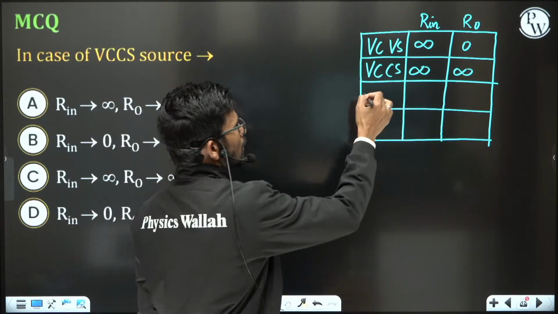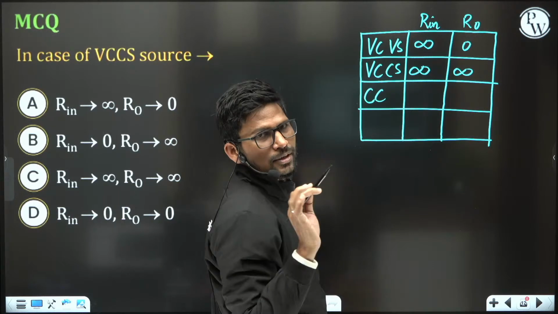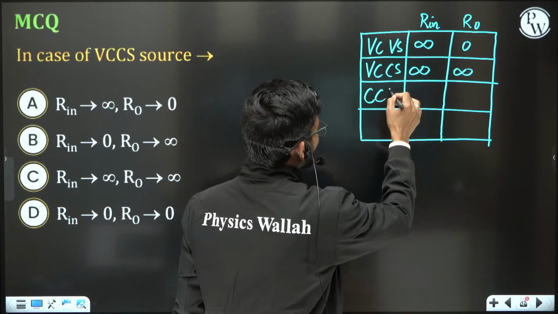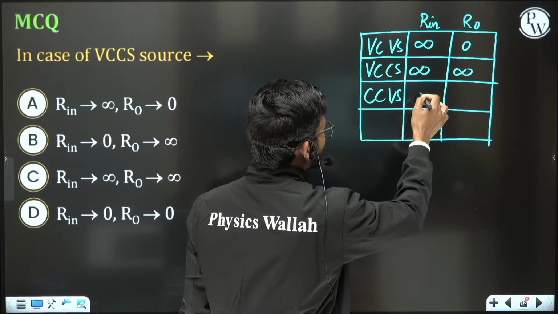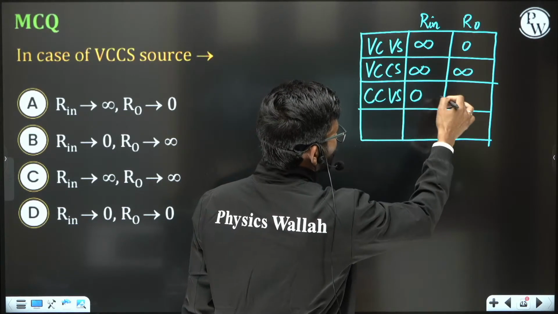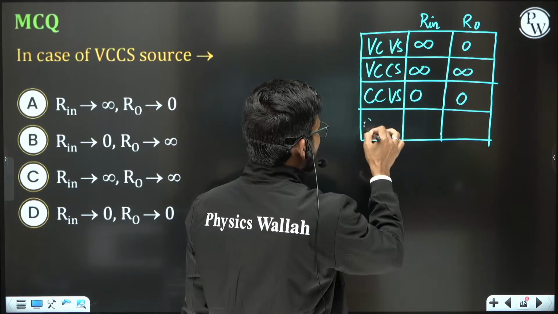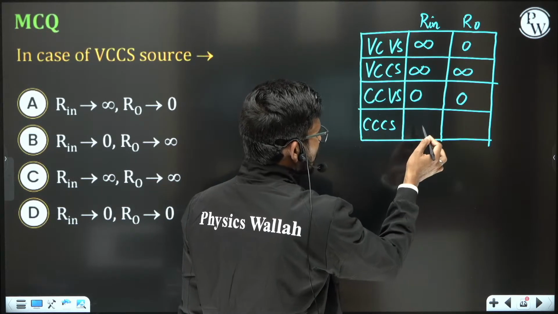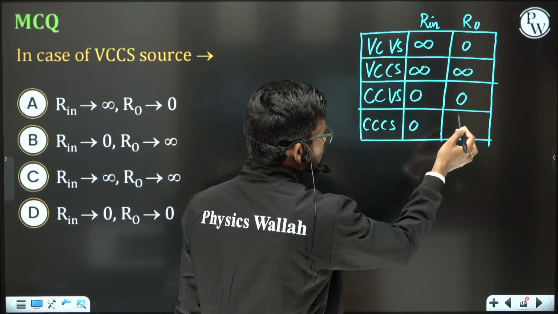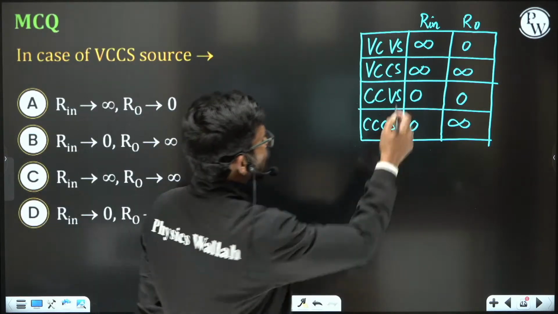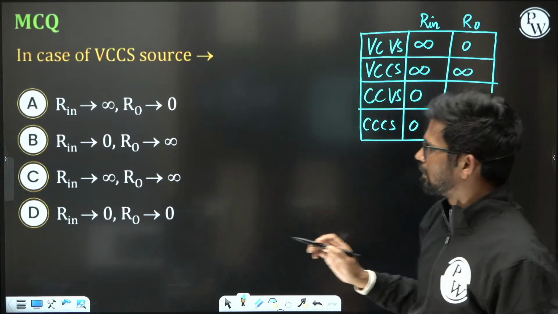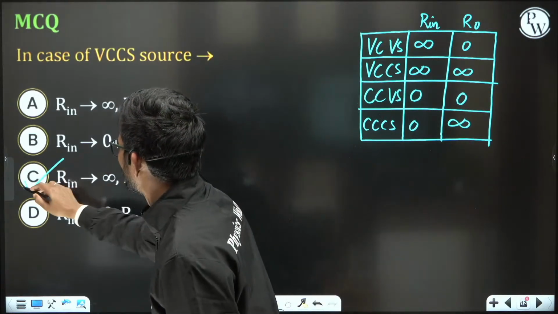Okay. Current control, then input resistance is 0. Current control voltage source, then R0 will be 0. Current control Rin 0, voltage source R0 0. Current control current source: current control input resistance 0, current source output resistance infinity. So what is ours? VCCS. So both Rin and R0 will be infinity. So C is the absolutely right answer.